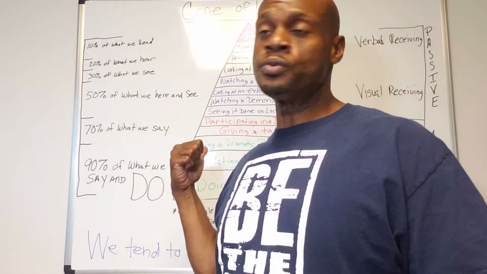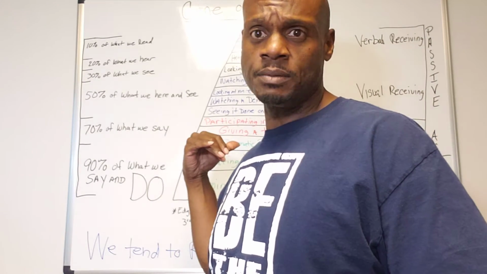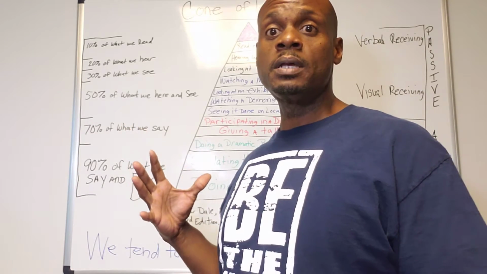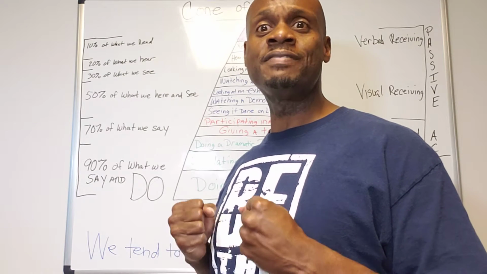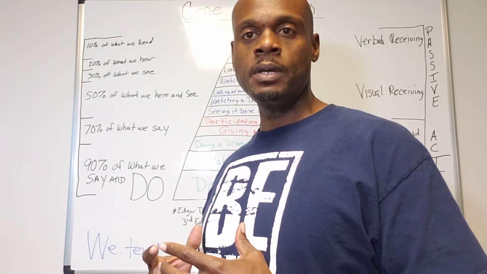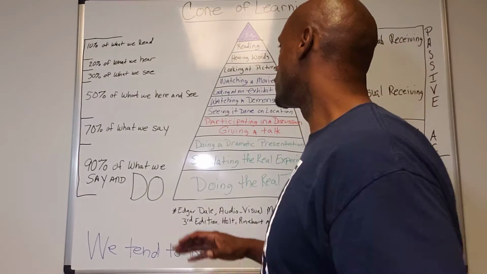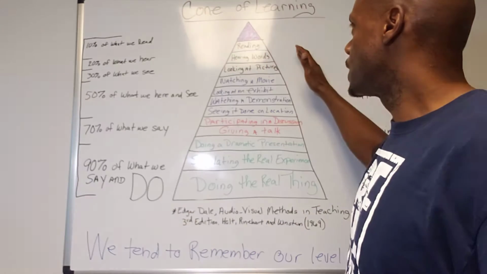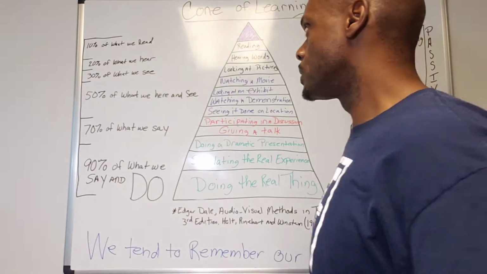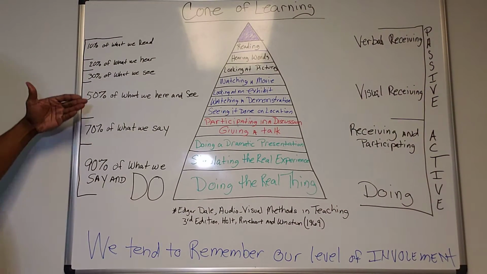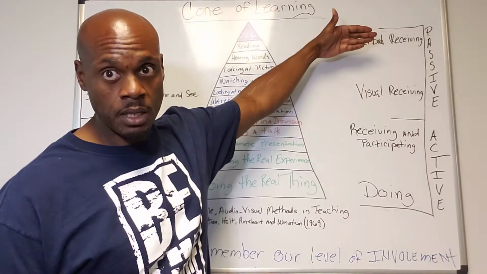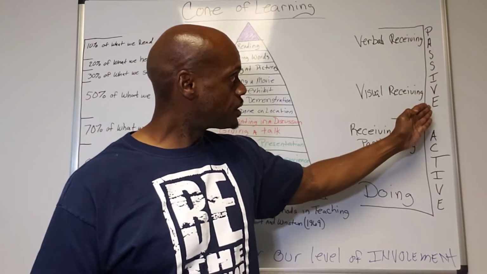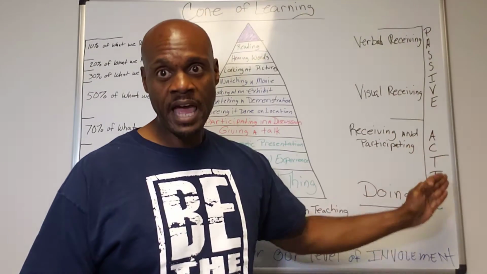So I drew a diagram that I got out of the book to show the type of teaching that the church needs to have effective discipleship and the manifestation of God's kingdom on earth, only through the reading of the word. So this is the cone of learning, and it has different categories broken down. It has the percentage of retention when learning, and it has the different types of receiving and activity. So there's passive learning, and then there's active learning.